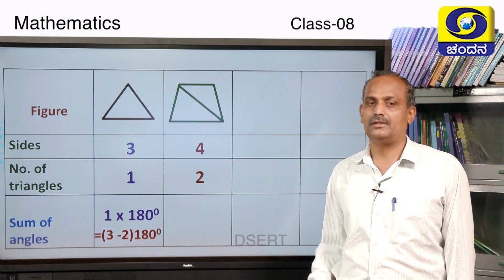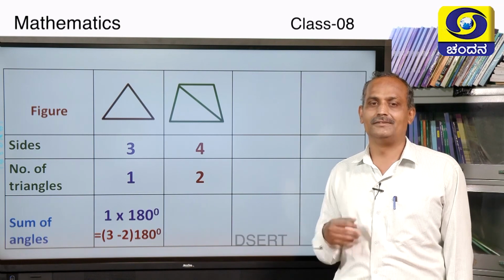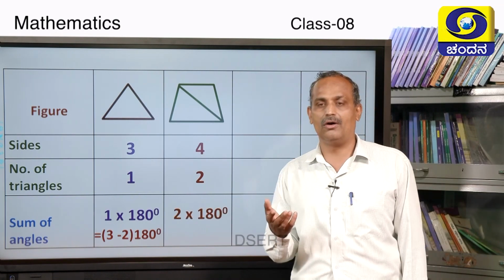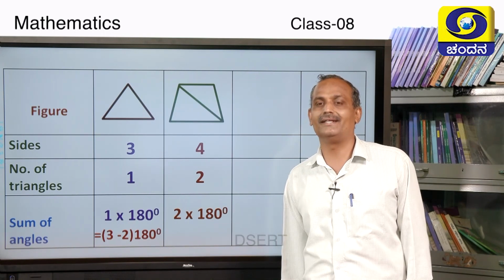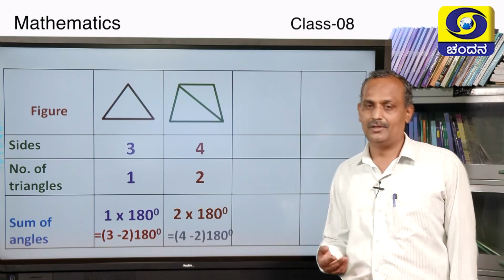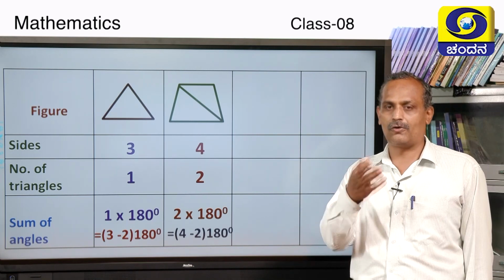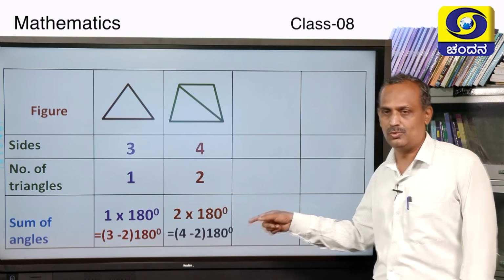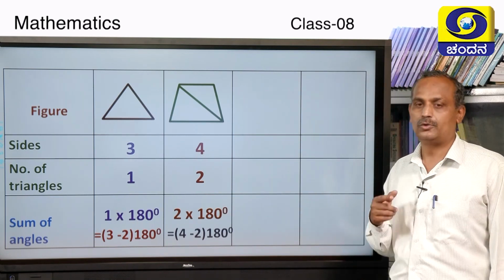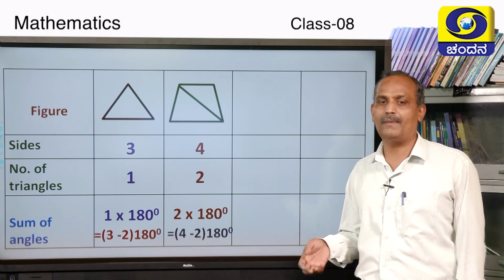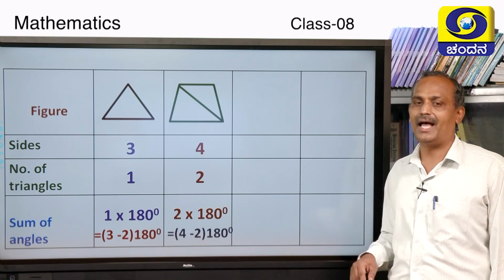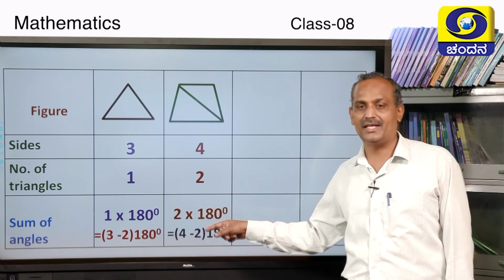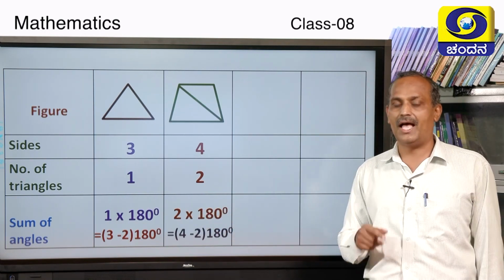What is the sum of all angles of this figure? It is nothing but 2 into the sum of all the angles of a triangle, 2 into 180 degrees. Is it not? What is 2? 2 is nothing but 4 minus 2. There are 4 sides, and I have taken the standard constant as 2, so (4 minus 2) into 180 degrees. Is it right? In the previous figure, I wrote 1 as 3 minus 2. Here, I am writing 2 as 4 minus 2. This minus 2 I have kept there also.